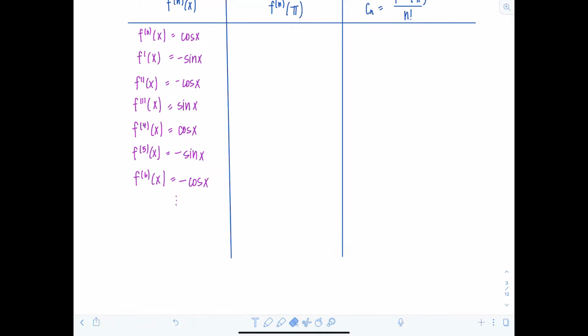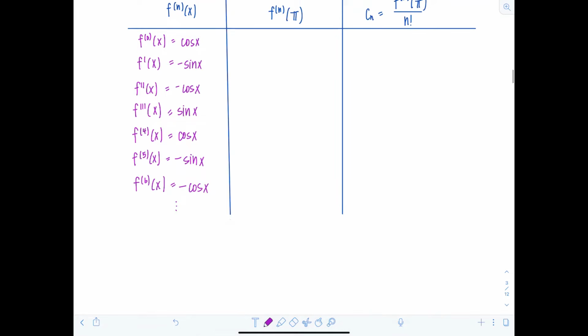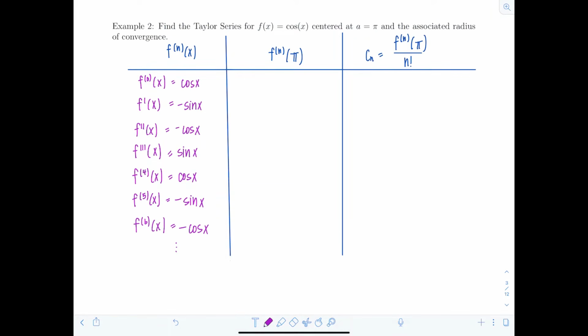Okay, that was a little too much. Let's get rid of that. Okay, now let's evaluate these derivatives at pi. So cosine of pi, that's negative 1. Negative sine of pi is going to be 0. Negative cosine of pi is going to be 1. Then we get 0 again. So it repeats. Negative 1, 0, 1, 0, etc.